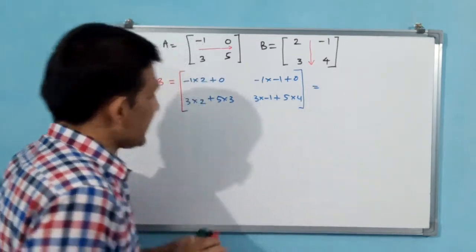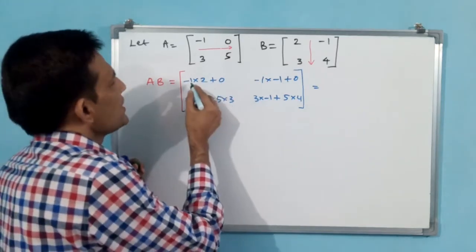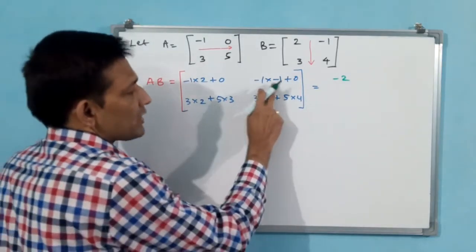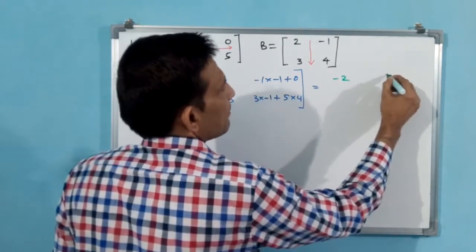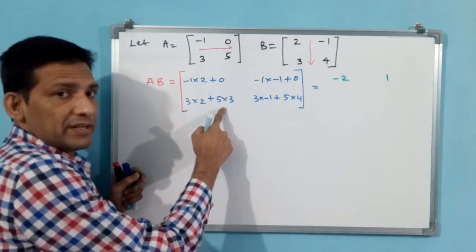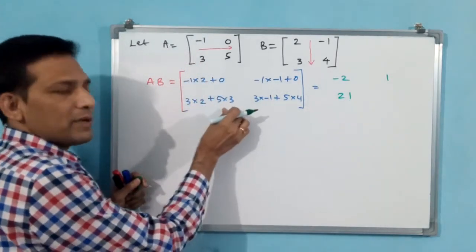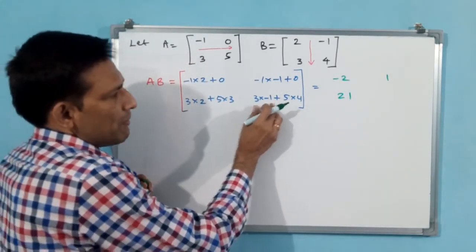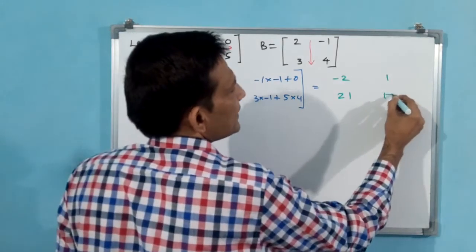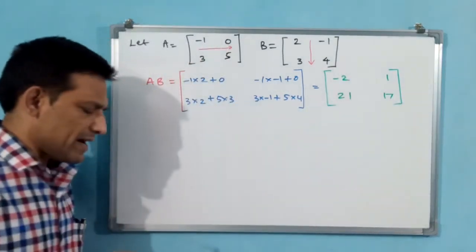Okay. Now you can write directly. Why? Because you see 0, you need not add. Minus 2, minus 2. Minus 1 into minus 1 plus 1. That's all. Plus 1. Why? Because 0 you need not add. 6 plus 15, 21. 6 plus 15, minus 3 plus 20, 17. Okay, this is the resultant matrix.